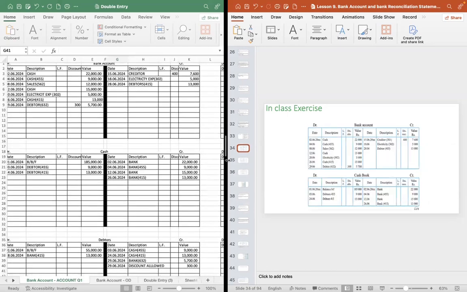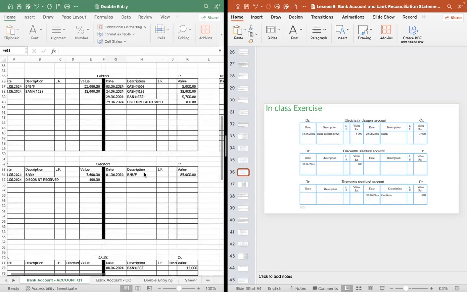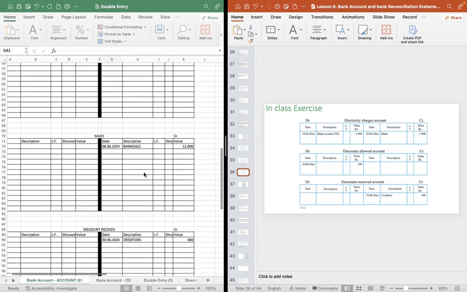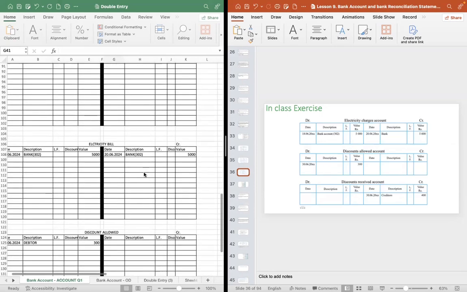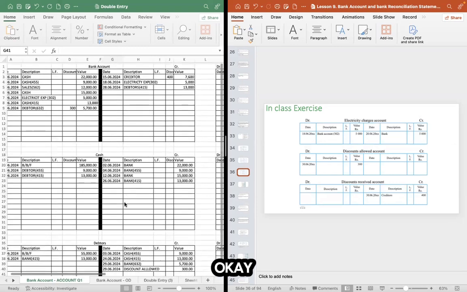Can you show the discount allowed column once again for a second? Okay, sure. This one, no? Okay, sir. Thank you.